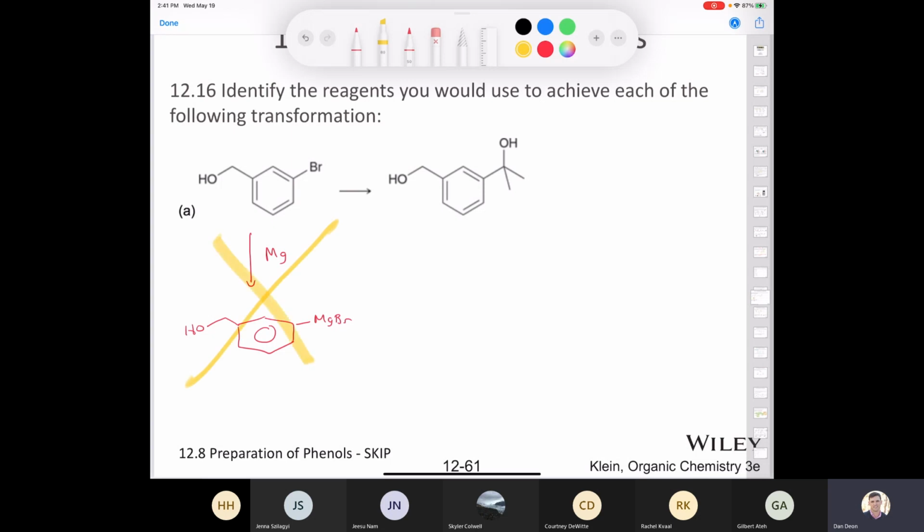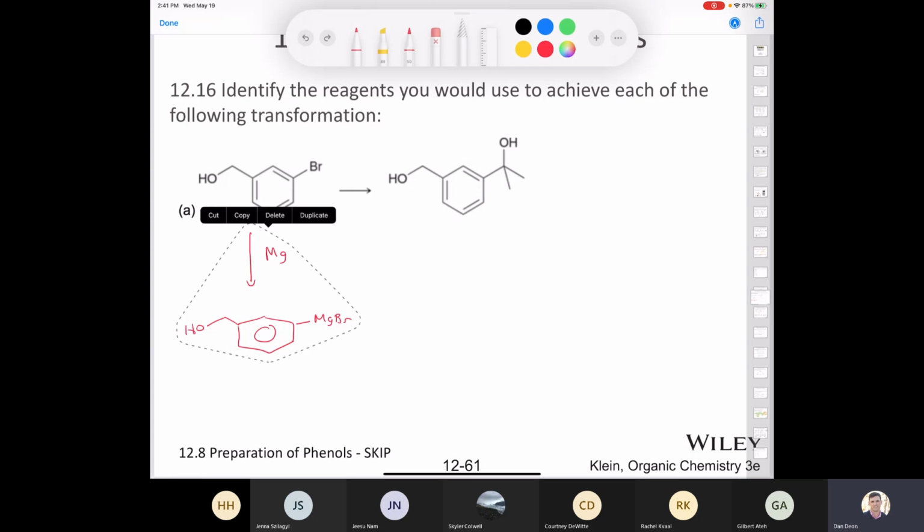Why? Because a Grignard reagent is not compatible with an alcohol. What does that tell you? It tells me that the first thing I need to do is protect that alcohol. I've got to protect that hydroxyl group.